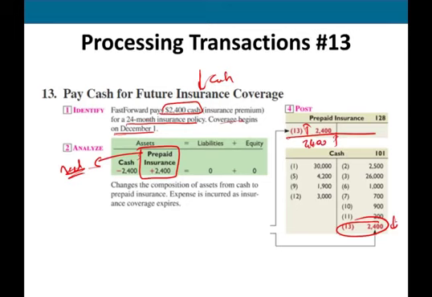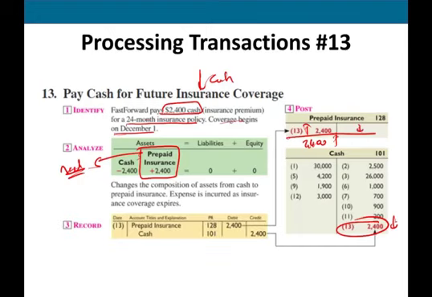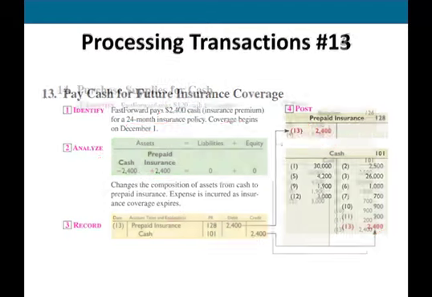And what did I say about the prepaid earlier in a prior session? That prepaids eventually go down and turn into an expense, which we'll see later on. Okay? So this is the journal entry. I debit prepaid, credit cash.